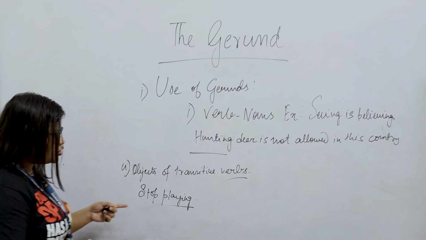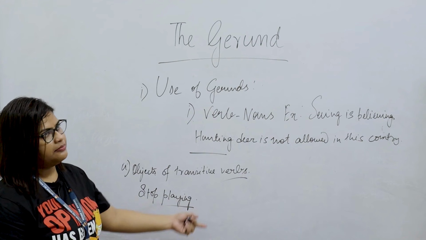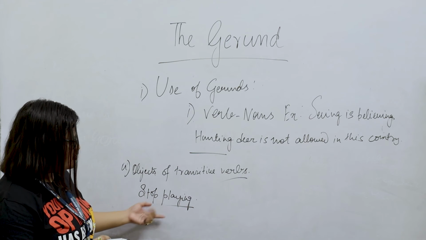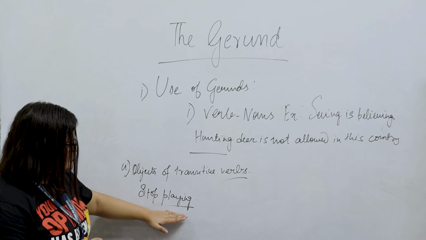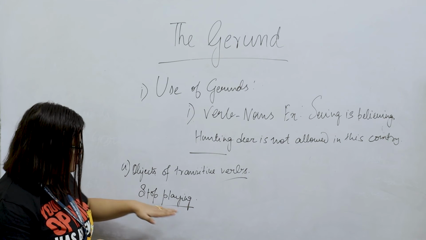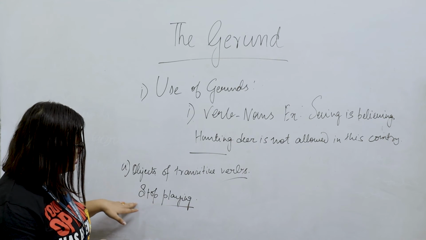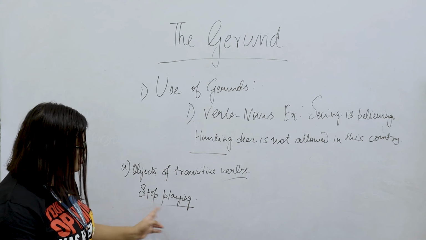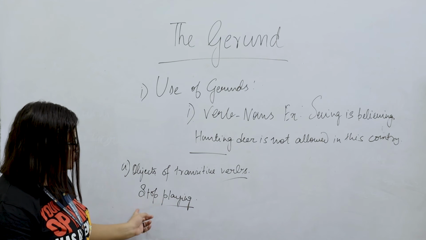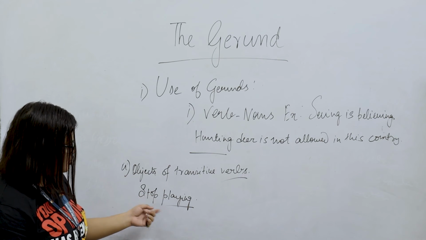Even if we do not add "stop playing the game" or "stop playing with your notebook," the meaning still remains complete. Hence, it's a transitive verb and we are using it as "stop playing." So here this is the verb and this is our gerund. It is being used as an object of the transitive verb.